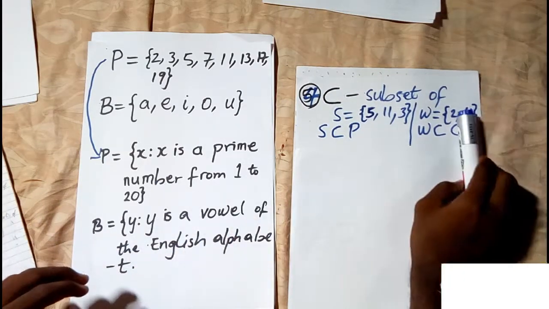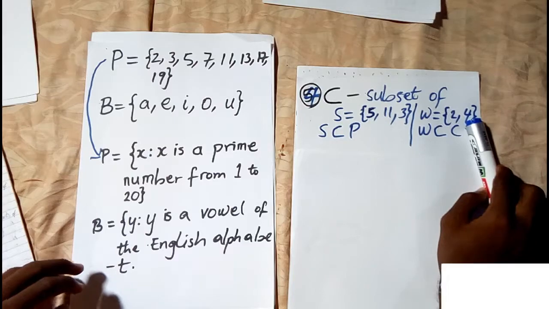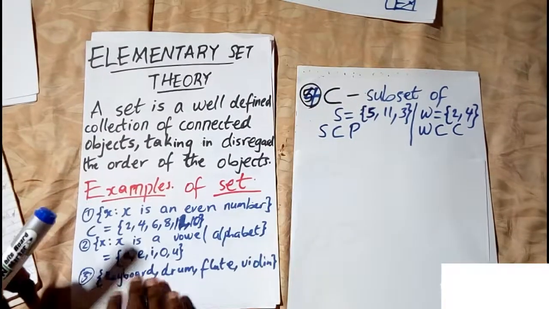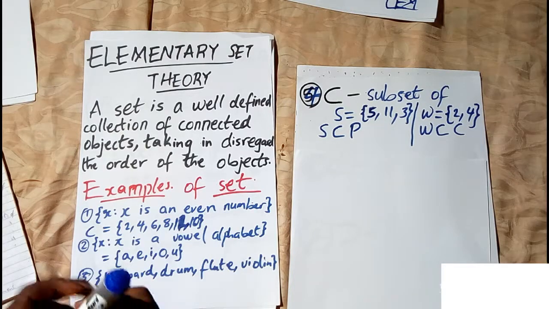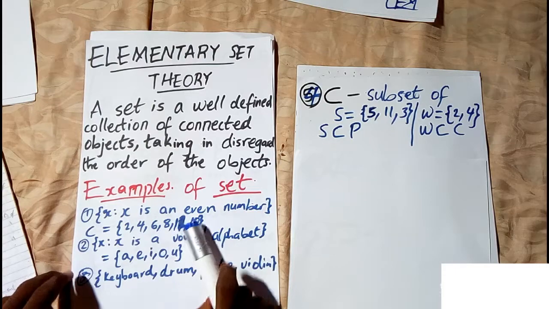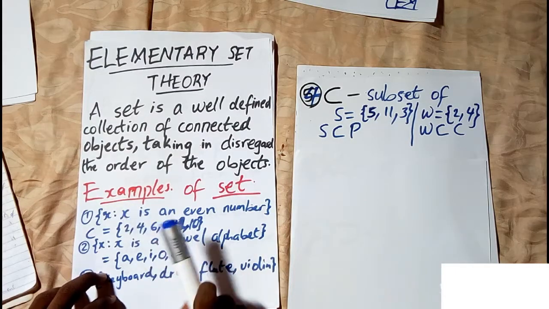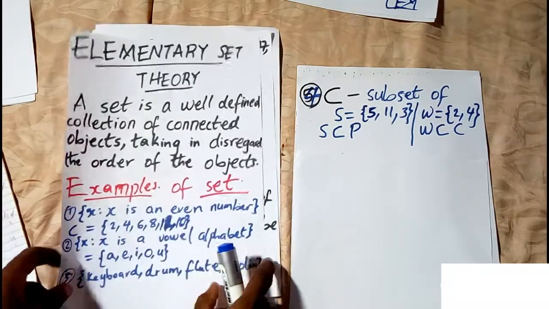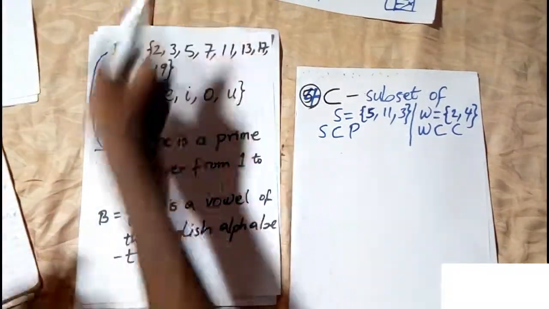So now W also is a proper subset because not all the elements in C can be found in W. C is a set of even numbers, so we have 6, 8, 12, and 10. They cannot be found in W.